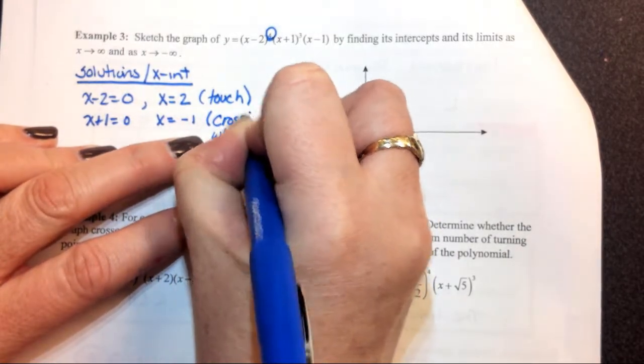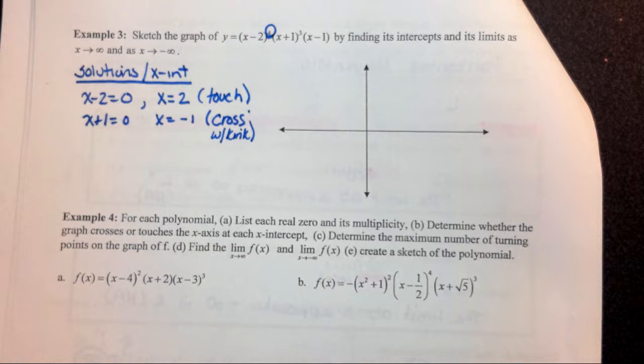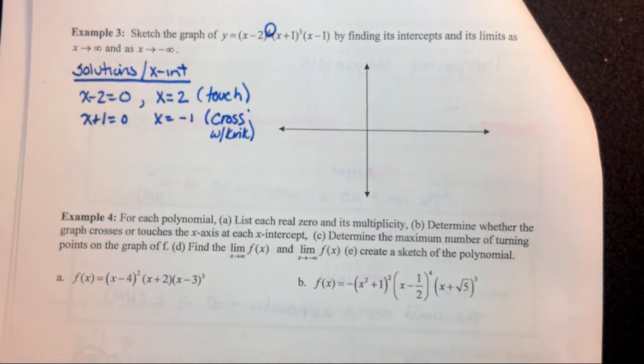Anytime you have an odd multiplicity and that odd number is greater than 1, it's going to cross over with a kink. And I'll show you what I mean by that. It's just not going to look like a straight line crossing through that x-axis. It looks like that cubic function, that x to the third, where it makes a little bit of a turn there. So that's what I mean, it crosses with a kink. It's just not crossing straight over.